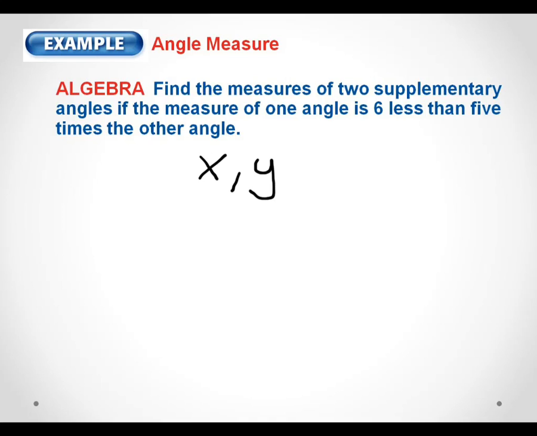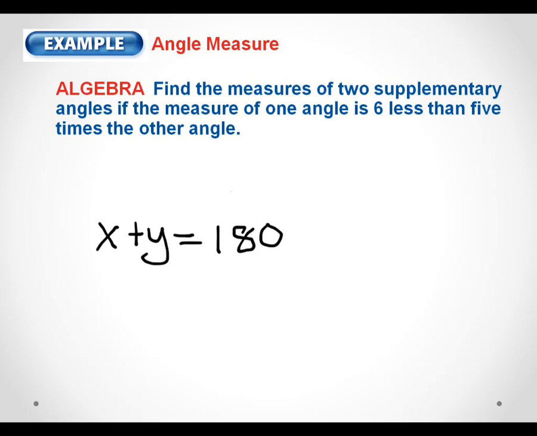Okay, I think there's two homework problems on this type of question. So let's call them x and y. I know since they're supplementary, x plus y has to be equal to what? Yeah, 180. I'm just calling them angle x and y. You could call them something else. I know together they have to add up to 180. So that gives me one equation, but I can't solve this because there's two variables and only one equation.